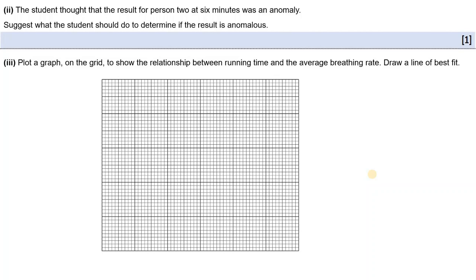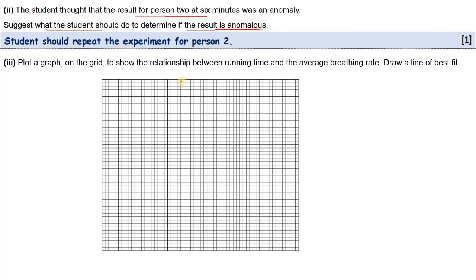Next question over here is, the student thought that the result for person 2 at 6 minutes was an anomaly. Suggest what the student should do to determine if the result is anomalous. Now for anomalous data, we have two options. Either we can exclude that data from the calculation of the average or mean, or we can retake that data. So here we can suggest the student repeat the experiment for person number 2.